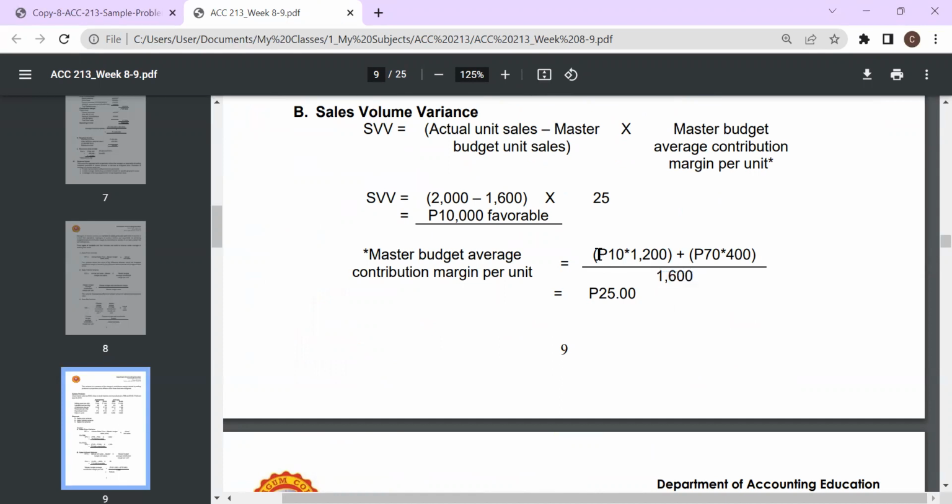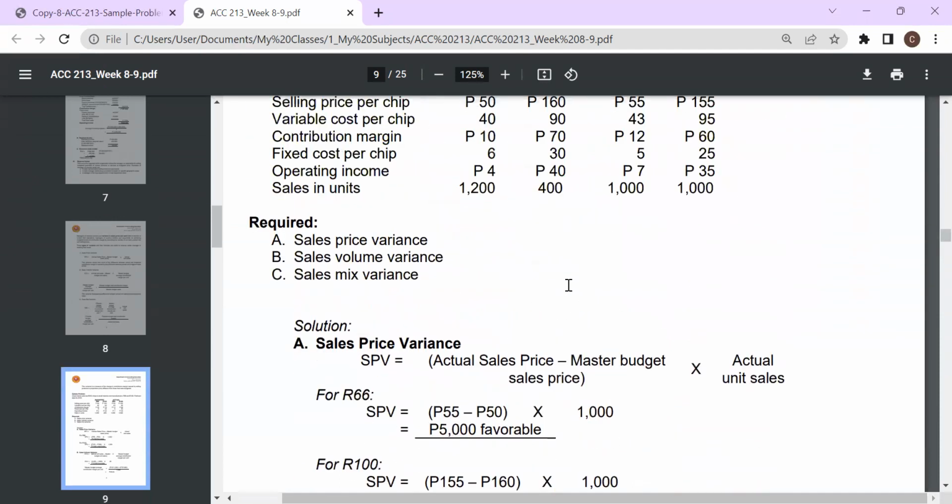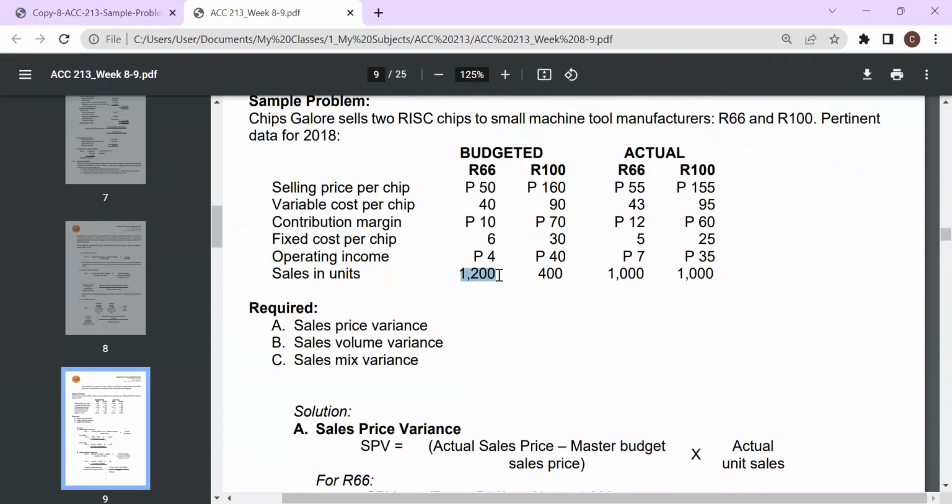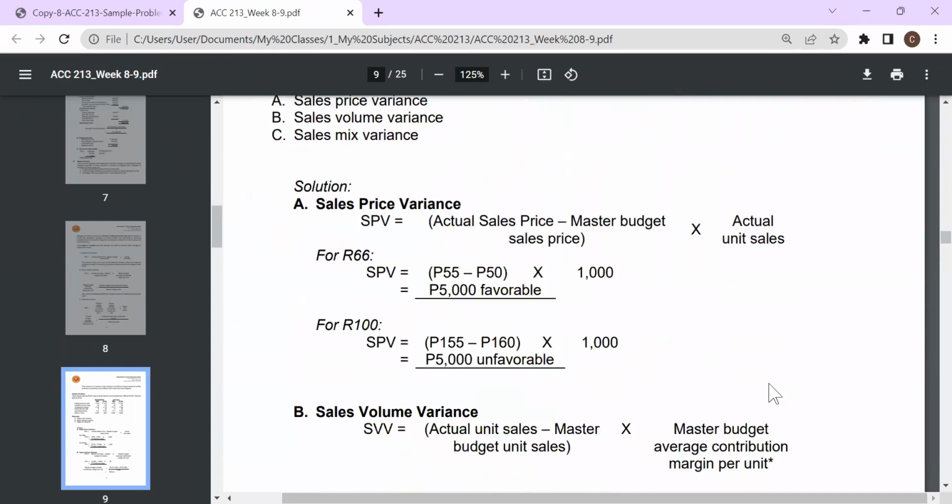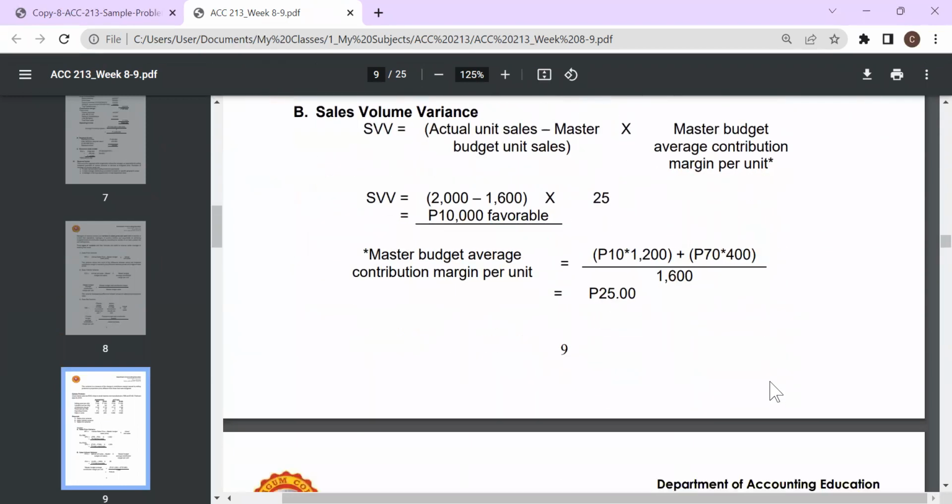This is your total number of units na nabenta. Okay, so again, sa taas is your total contribution margin. Then you divide it by the number of units sold, no? Total na. So meaning that's 1,200 plus 400, still based on the budget. So turned out that the master budget average contribution margin per unit is 25 pesos.